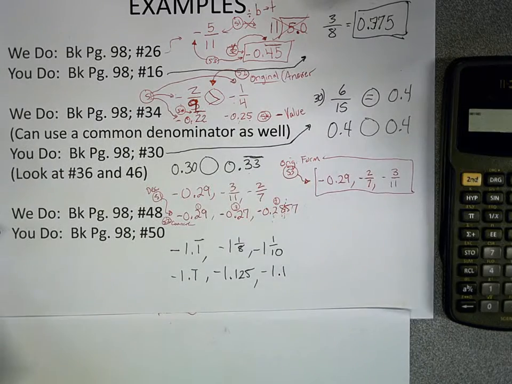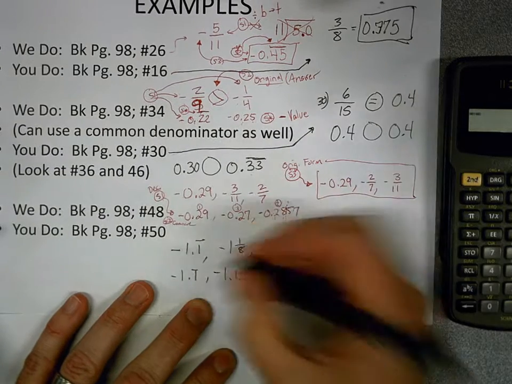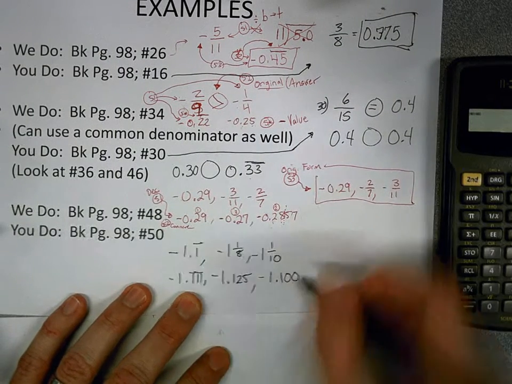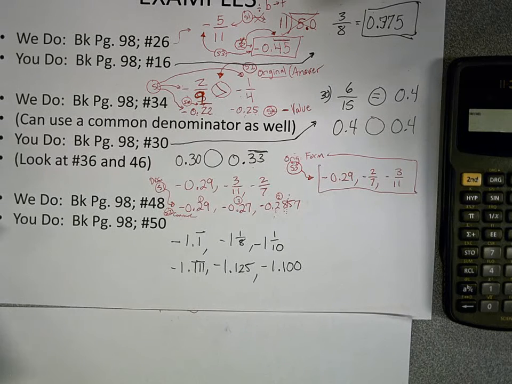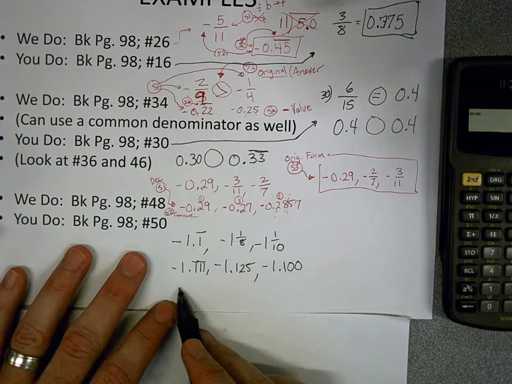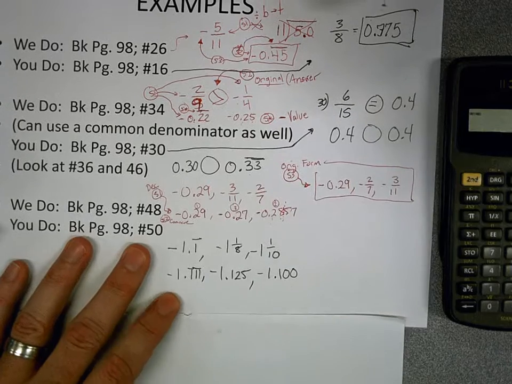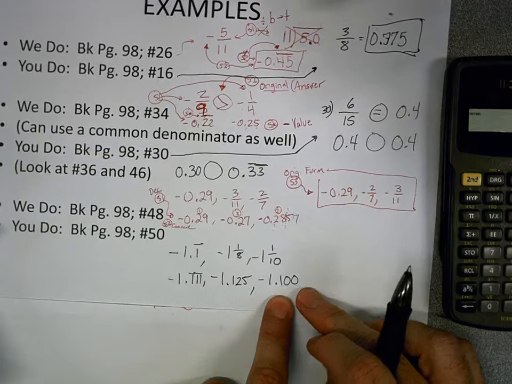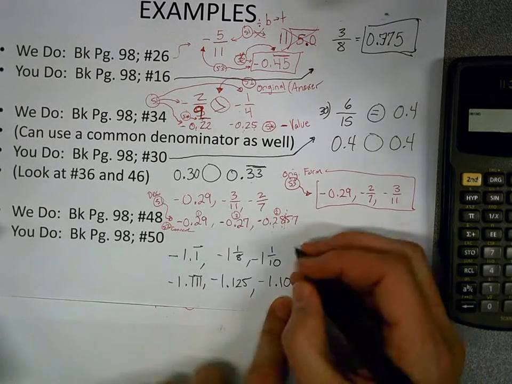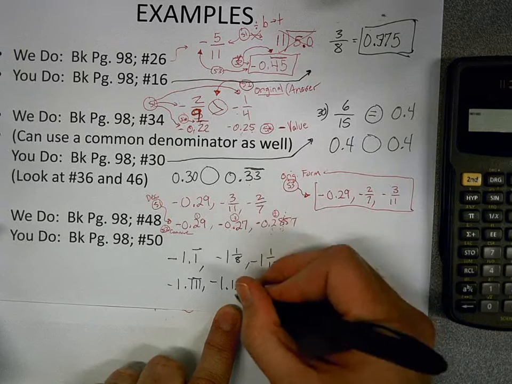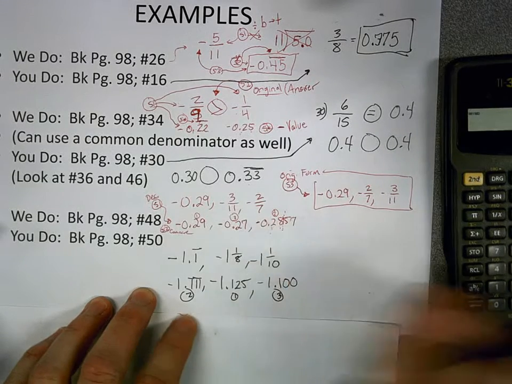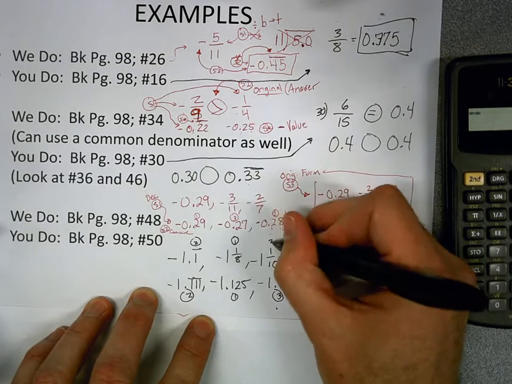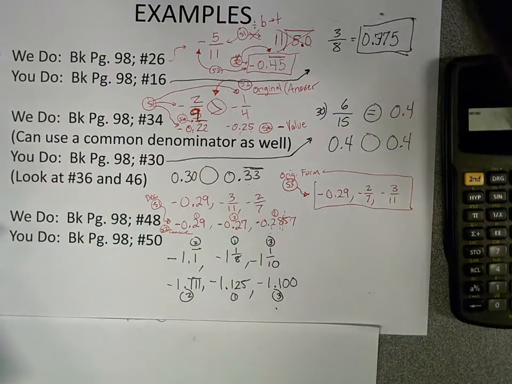Now, if I extend these to have the same digits, there's that right there. Listen carefully. I'm going to put them in order. Remember, this looks like the smallest, but it's actually the largest. So that means this would be the smallest, this would be the next, and this would be the third, which means in order, least to greatest. All right, decimals and fractions.